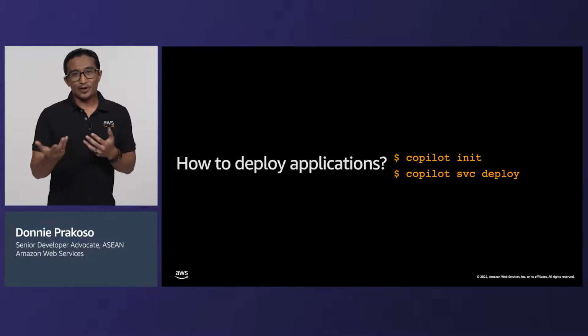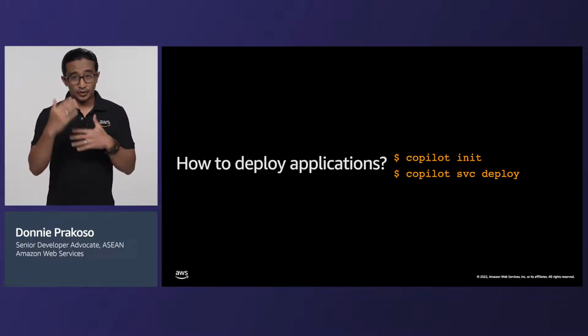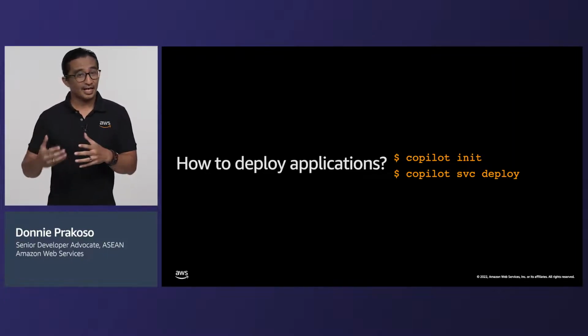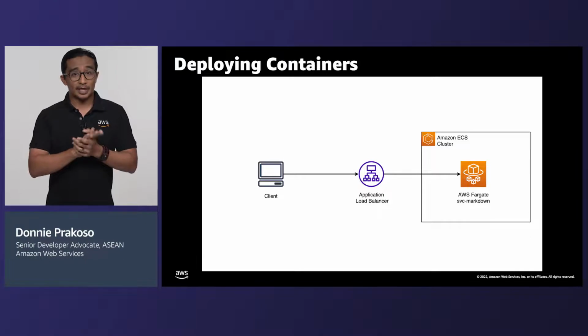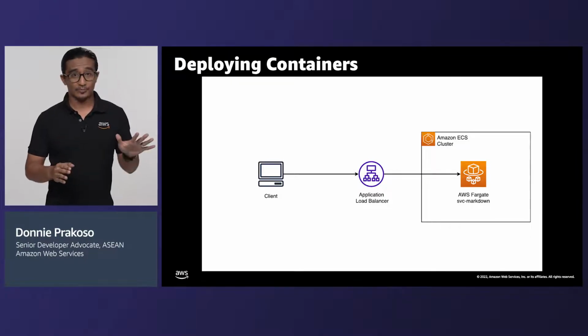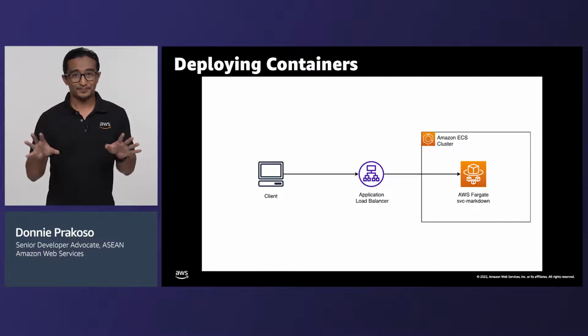Probably the first question you have in mind is, okay, so how do I deploy apps with AWS Copilot? With Copilot, you can easily deploy your apps by using two main commands, Copilot init and Copilot service deploy. And to show you how you can do this, let's jump to a demo and see AWS Copilot in action. In the next demo, we're going to deploy the application that we used in the previous demo into Amazon ECS and AWS Fargate.